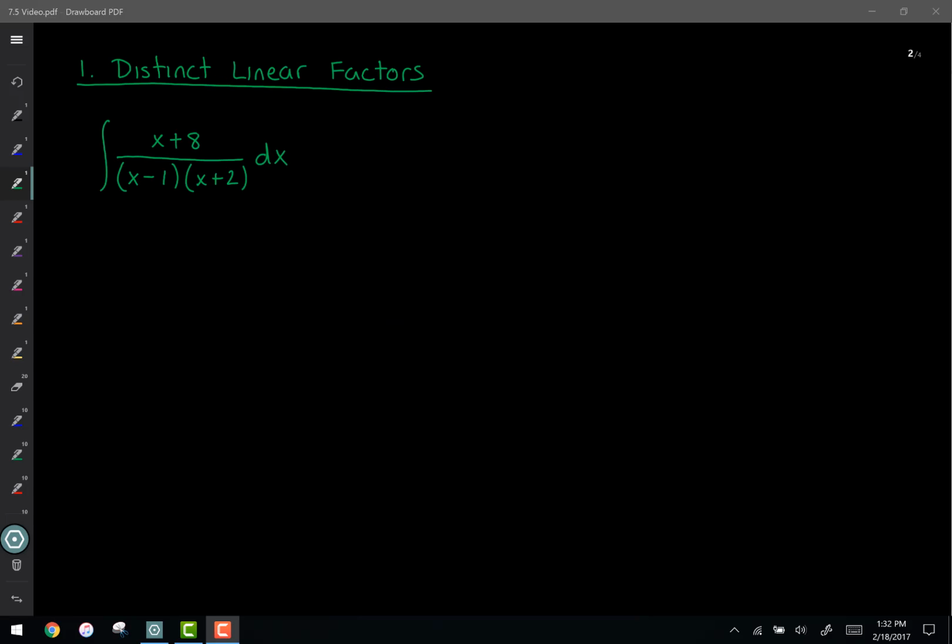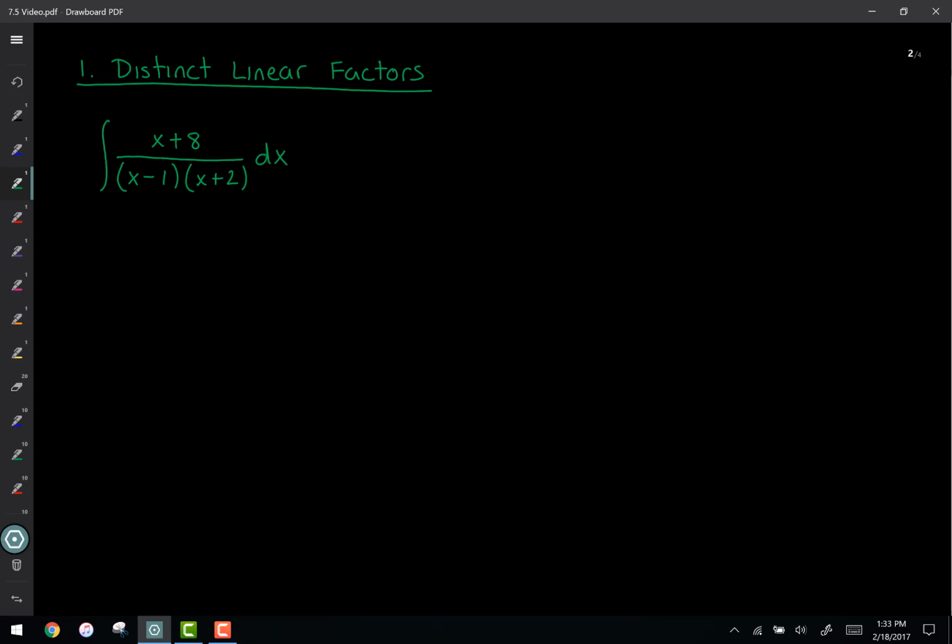The process of partial fraction decomposition is broken up into 4 cases. One of the cases we're not going to do because it's literally an algebra nightmare. But in increasing difficulty, we're going to look at how to deal with distinct linear factors, how to deal with repeated linear factors, and how to deal with irreducible quadratic factors. The 4th case is repeated irreducible quadratic factors, and it's a nightmare. So we're not going to deal with that.